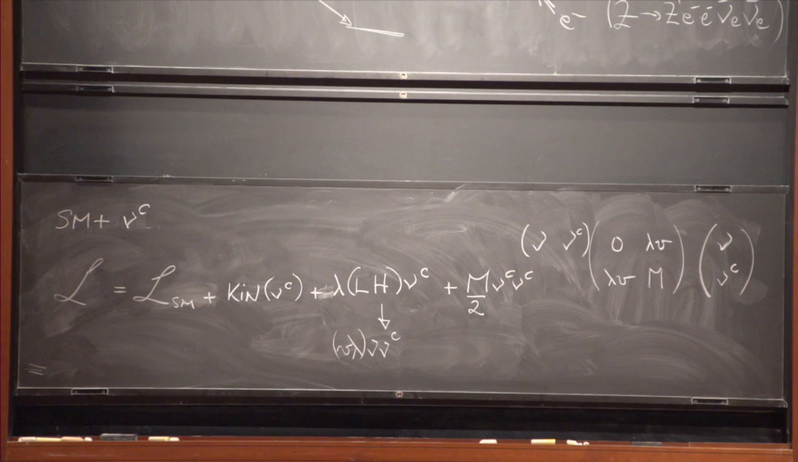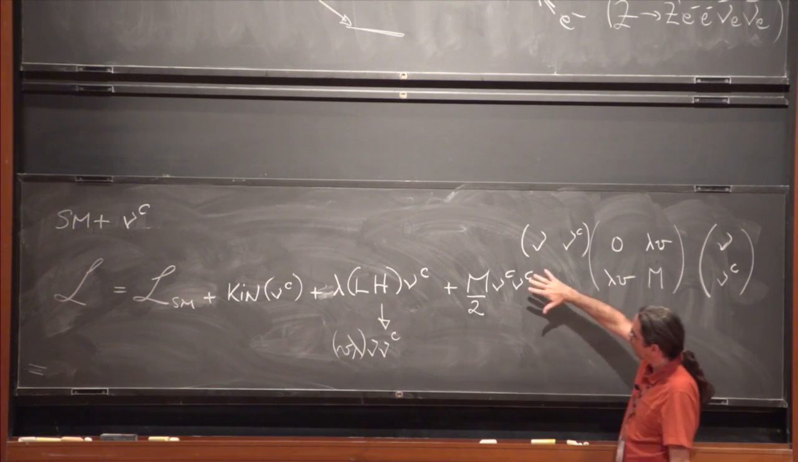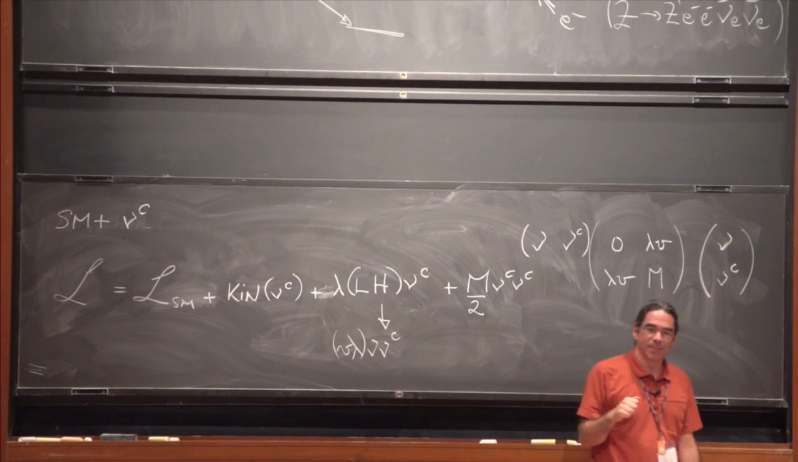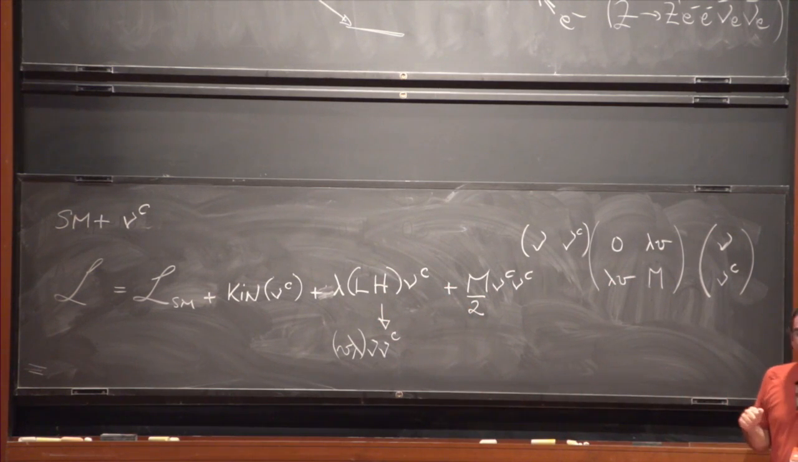This is a really nice model, because if I set this mass here to 0, then this Lagrangian has an extra symmetry in it called lepton number. Lepton number is exact. My neutrinos are Dirac fermions, and their masses go like lambda v. And if I want to fit the data, I have to pick this number lambda to be about 10 to the minus 12.